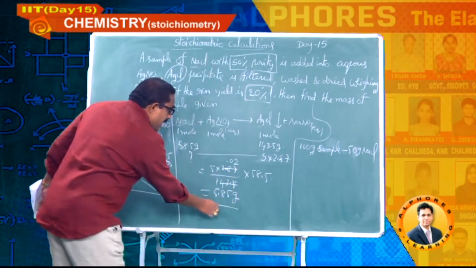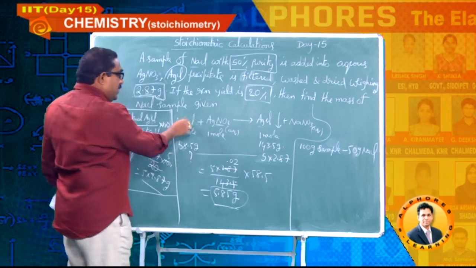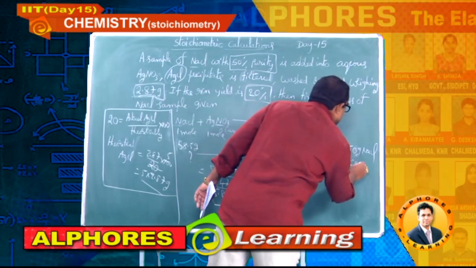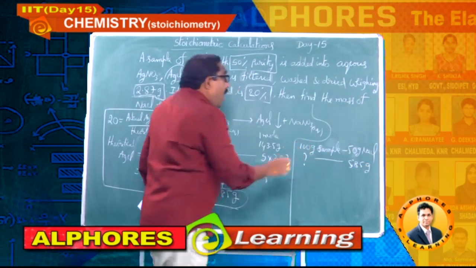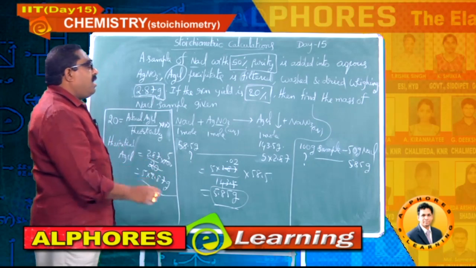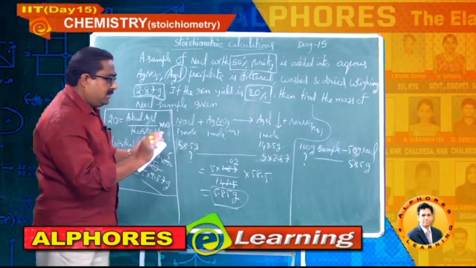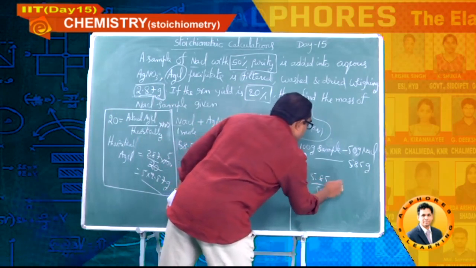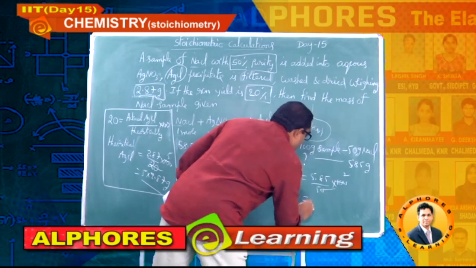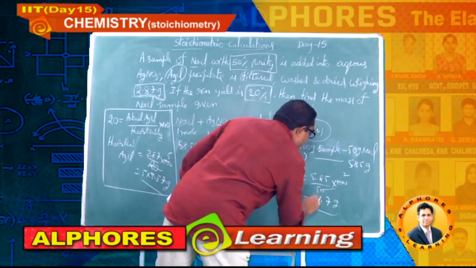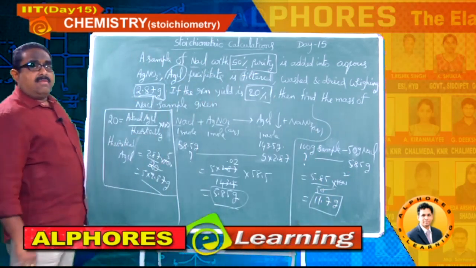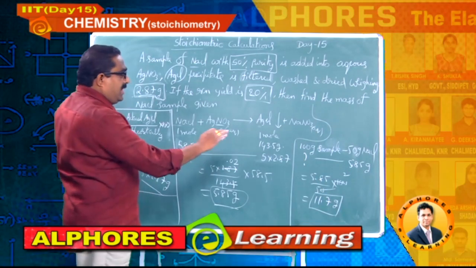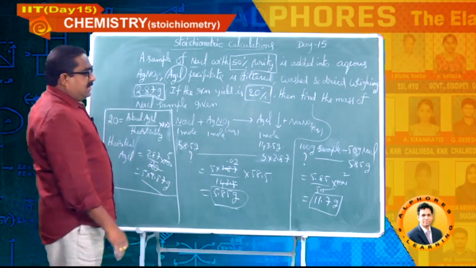Now, my requirement here is for sodium chloride only 5.85. So, if it is 5.85 grams, how much sample of sodium chloride do I have to take? That is 5.85 by 50 into 100. So, our final answer is 11.7 grams. Very important question, students. Perfect advanced question, no doubt about it.